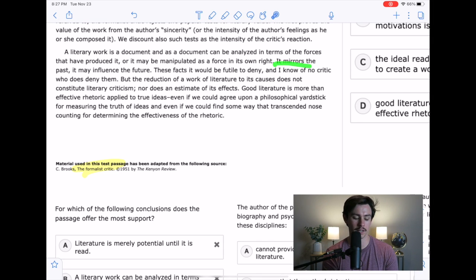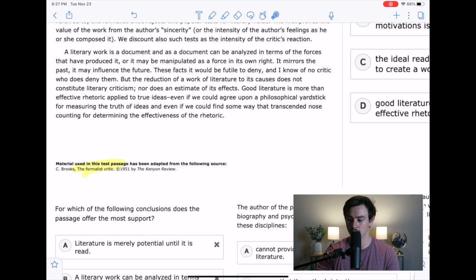Now we get into some wordplay. It mirrors the past. It may influence the future. You don't have to worry about memorizing that. I know the ACT would be like, what does this language mean? The MCAT's not going to do that. They're going to ask you to get in the author's head, apply what the author thinks, because you got to do that for patients in a few years, right? These facts it would be futile to deny, and I know of no critic who does deny them.